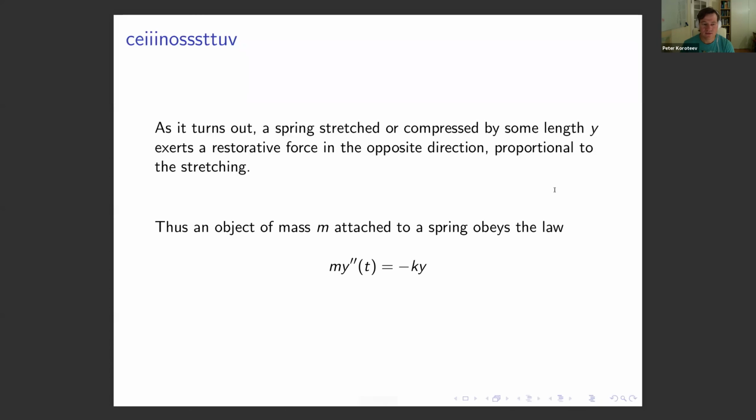And here is the differential equation that governs this dynamics. An object of mass m attached to the spring, say a weight, obeys the law m times the second derivative of y is equal to negative ky. The minus sign reflects the fact that the force is applied in the opposite direction, for some constant k. And k depends on the internal structure of the spring, right? It's the stiffness, or how robust the spring is.